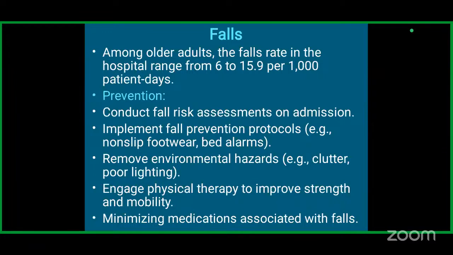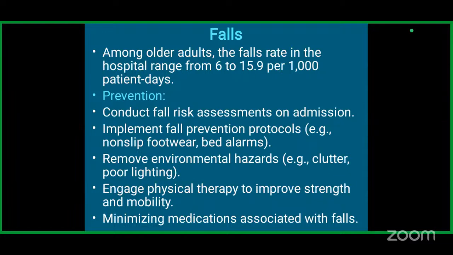Another risk, which is going to be one of the agenda items of the upcoming Saturday meetings, is falls. So we are going to talk about it briefly. Among older adults, the fall rate in the hospital ranges from 6 to 16 per 1,000 patient days. Prevention of falls is critical, as falls constitute one of the never events that we are going to talk about later. Conducting a full risk assessment for fall risk is essential upon admission.